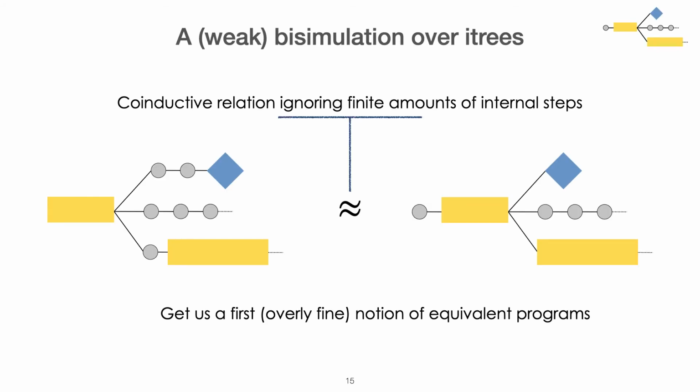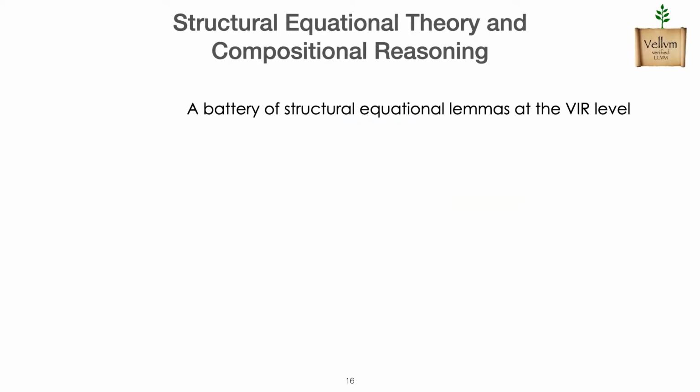One reason we believe so is that interaction trees come with a notion of weak bisimulation that gracefully characterizes when 2 computational representative trees are equivalent. Through this representation function that we have, we therefore get the first notion of equivalence of programs. And this notion of equivalence of programs is playing well with the compositionality of the semantics, allowing us to have a battery of structural equational lemmas that characterize the semantics of the language in terms of its syntactic subcomponents.